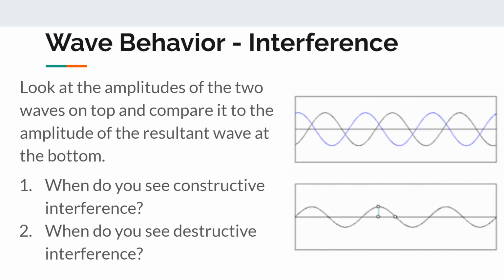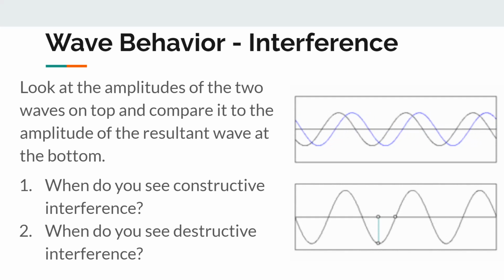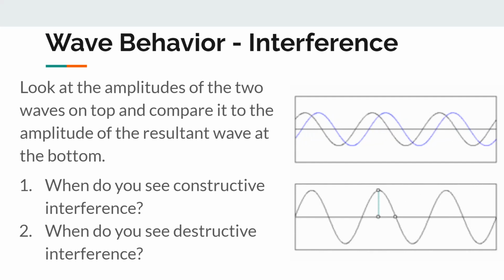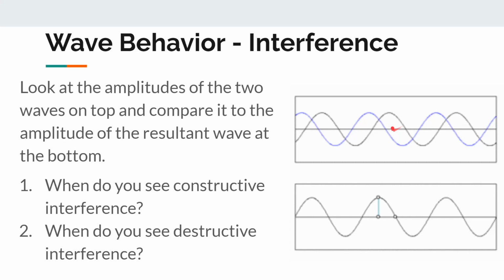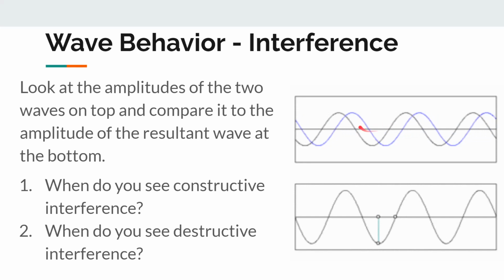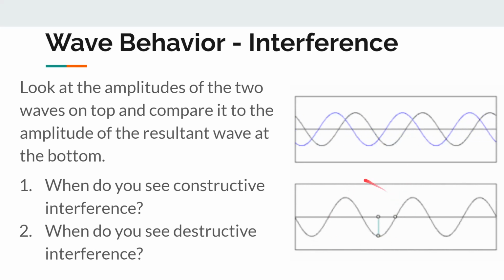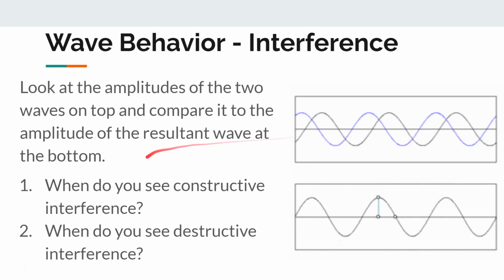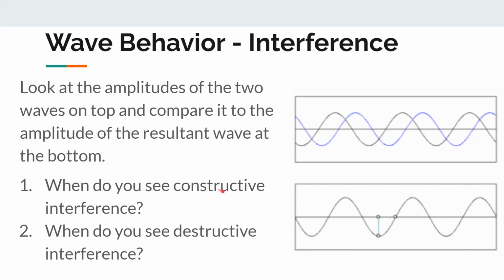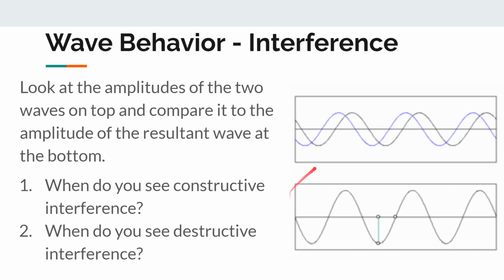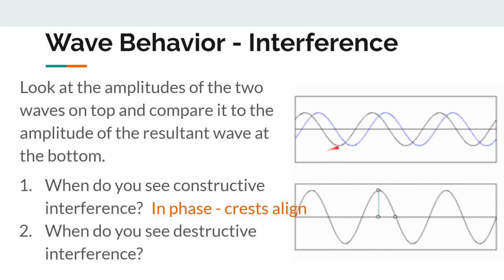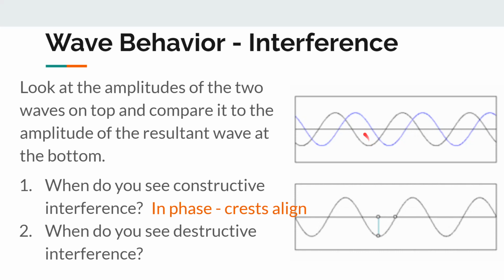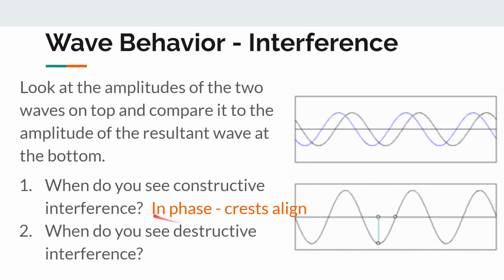All right, so if you look at this animation, it says look at the amplitudes of the two waves on top and compare it to the amplitude of the resultant wave at the bottom. So this is showing, again, same idea, interference between these two waves, and then down here is showing the resulting wave that would occur as these move the way that they're shown here. We see constructive interference, meaning we add them together anytime that they're in phase where the crests align, like right now. And it's going to do it again right now.